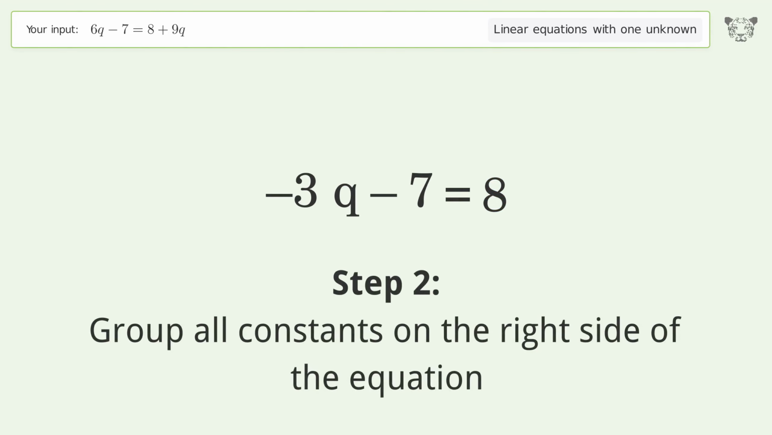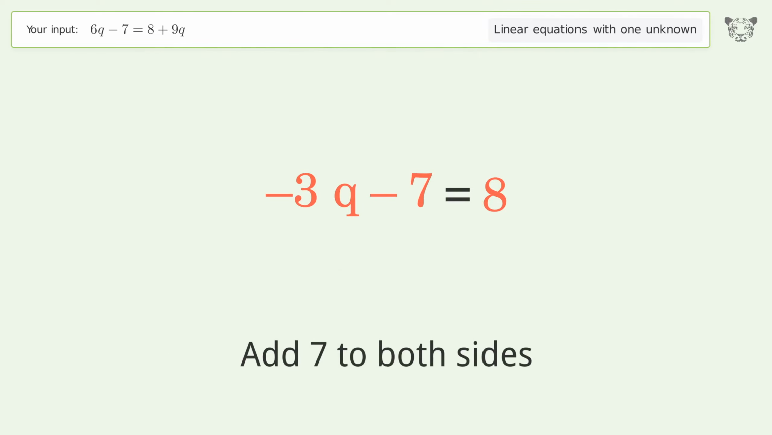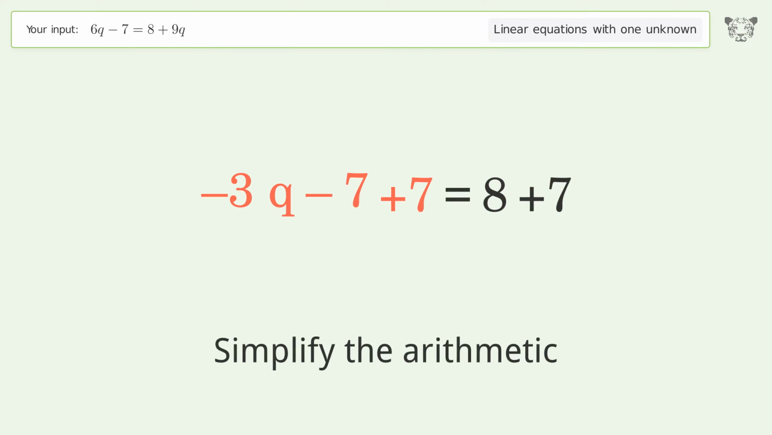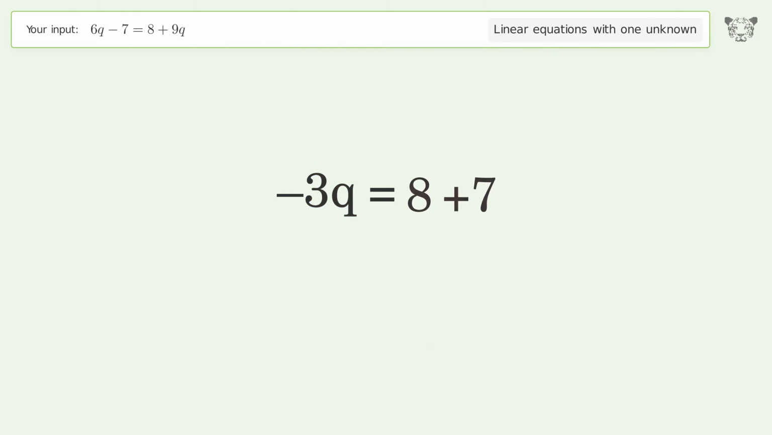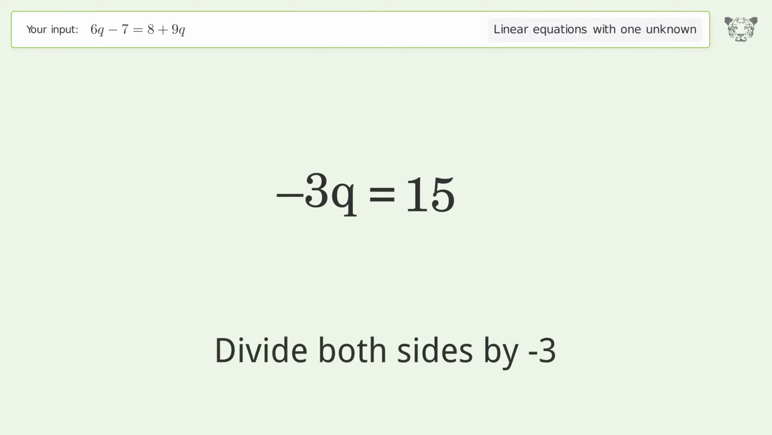Group all constants on the right side of the equation. Add 7 to both sides. Simplify the arithmetic. Isolate the q. Divide both sides by -3.